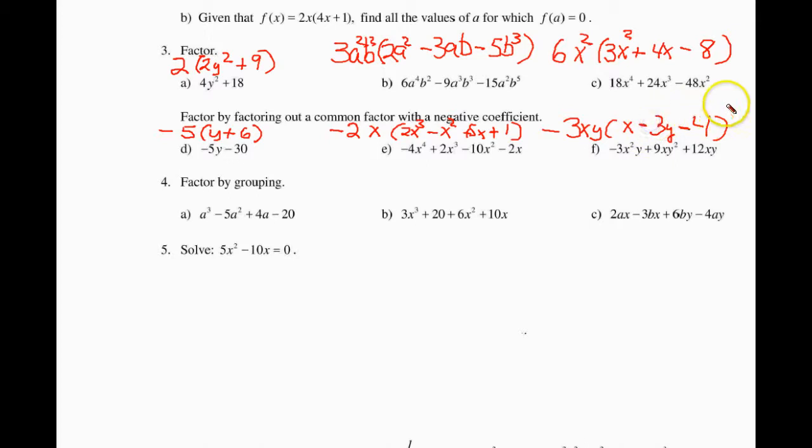And you can't see that negative very well, so let's make it nice and big there. There we go. Okay, now again, the answers are all down below.